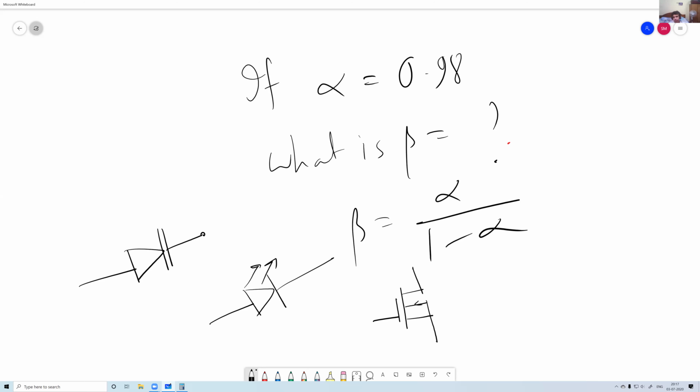This arrow coming in shows N channel. Exactly opposite to the BJT convention. In BJT, the arrow coming in shows PNP transistor. The arrow going out shows NPN. But in FET, it is opposite. The arrow comes in, it is N channel. If it goes out, it's P channel.